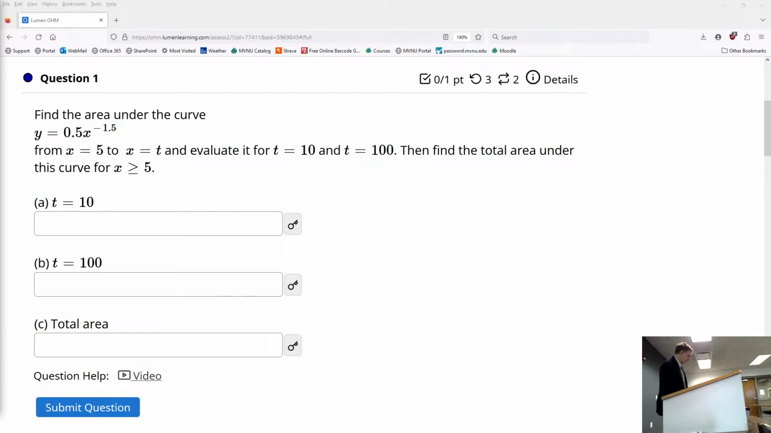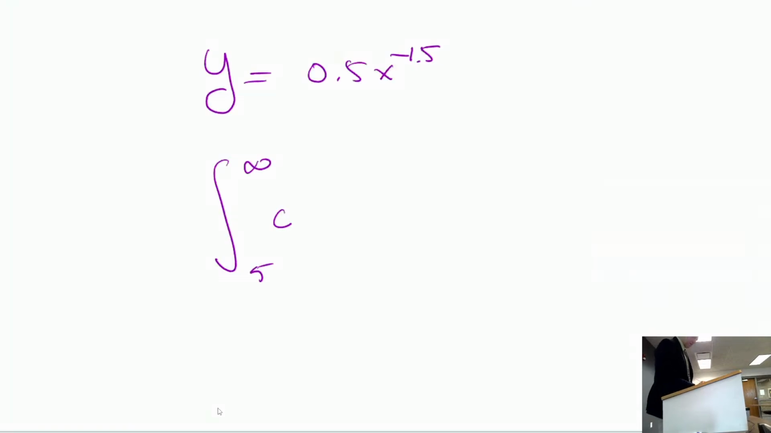Like Jackson said that he was fine with this and this, so I'm going to assume that those are correct. And then the total area. Let's go ahead and do this calculation on the iPad. So we're doing this, 0.5x to the negative 1.5.